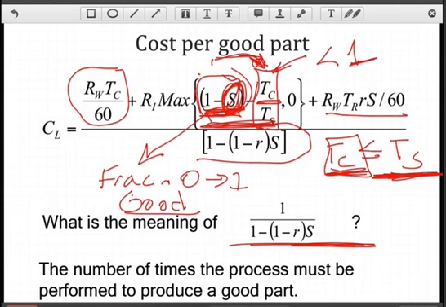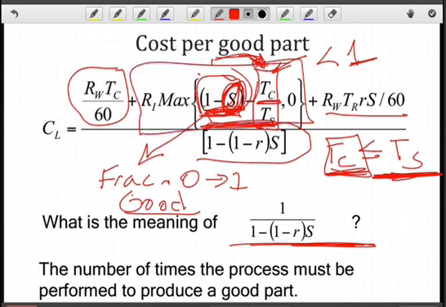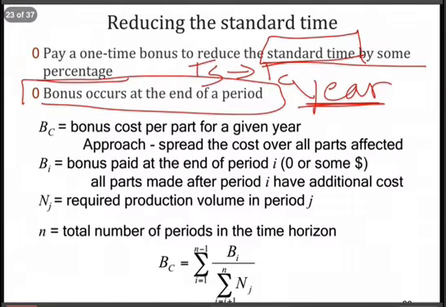So when you're thinking about paying that bonus, what you're really trading off is, do I have an incentive cost that is significant? And if I do, then I might want to pay that bonus to reduce this component of the direct labor cost. So let's see how we would factor that bonus in.